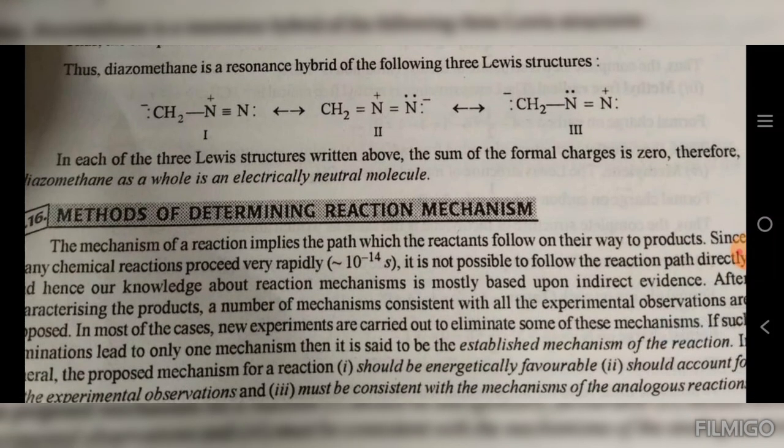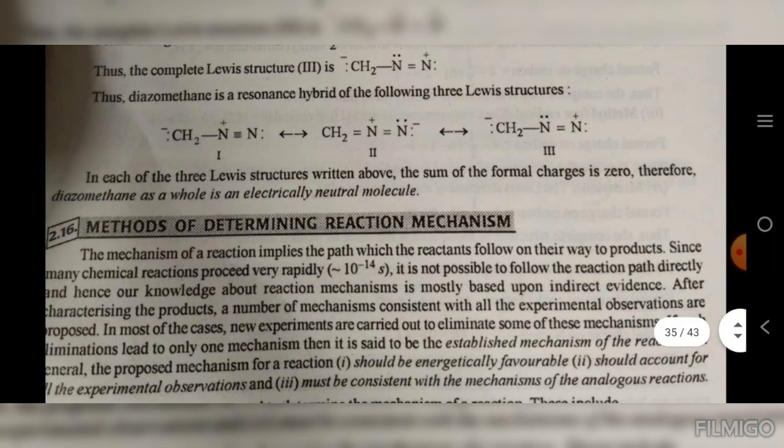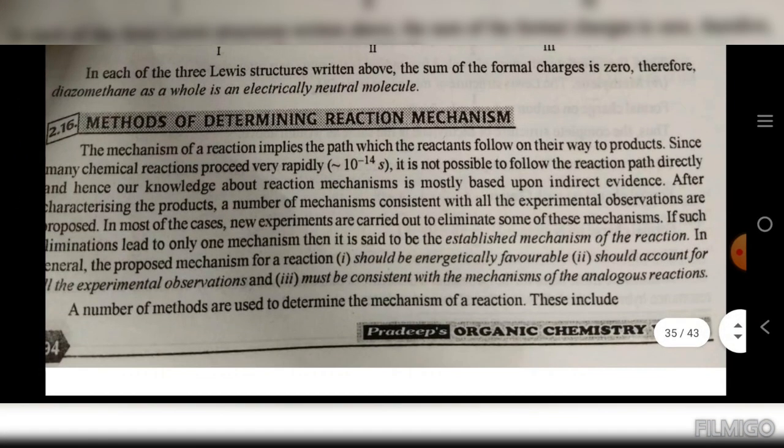Thus diazomethane is a resonance hybrid of the following three Lewis structures. In each of the three Lewis structures written above, the sum of the formal charges is 0. Therefore, diazomethane as a whole is an electrically neutral molecule.